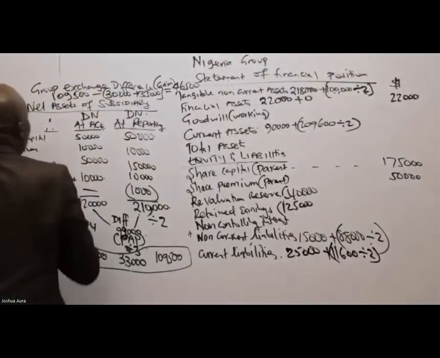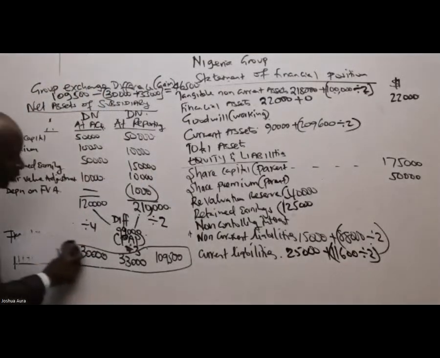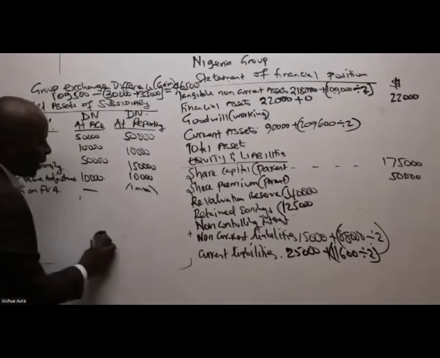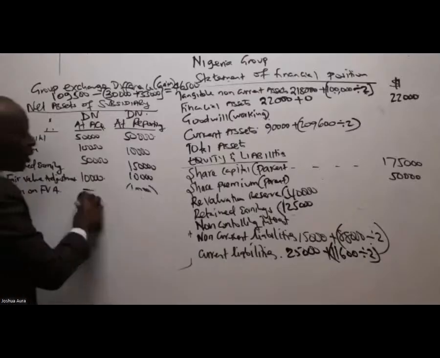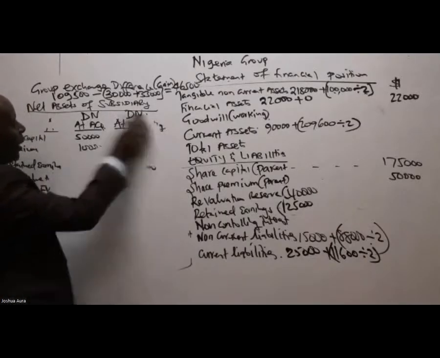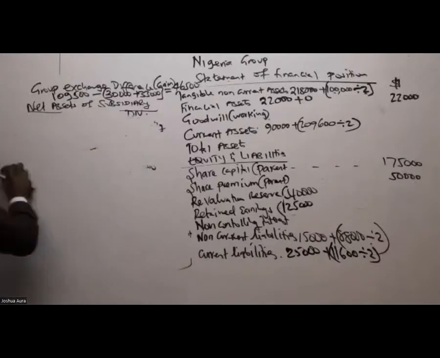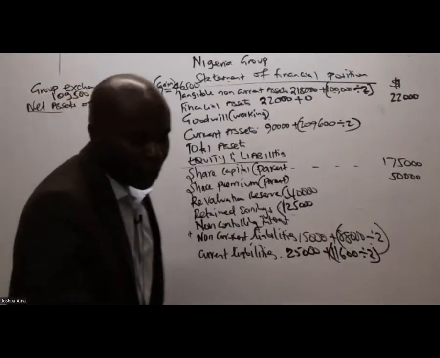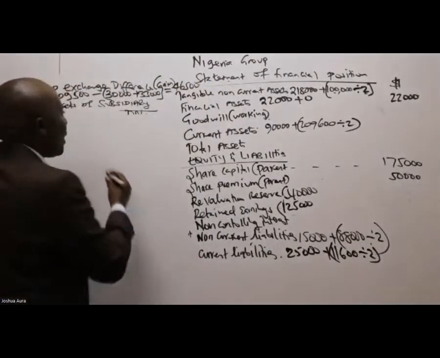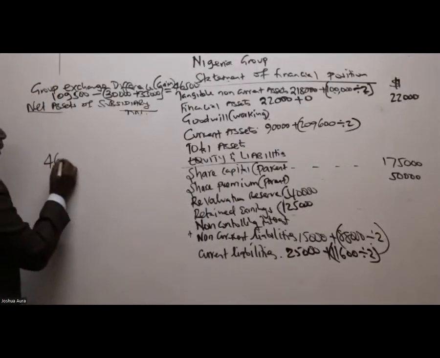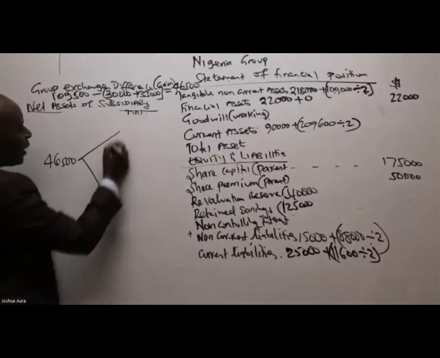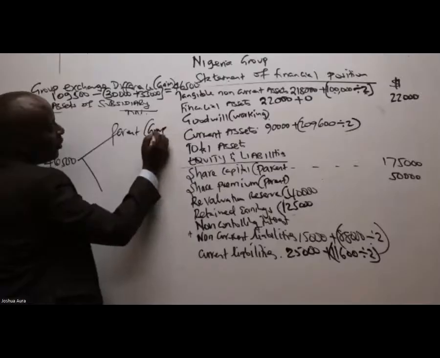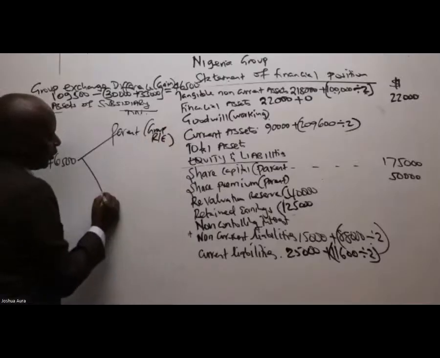Go ahead and share the group exchange difference out. So we are sharing this, my good students, this 46,500. It will be shared to the parent, of course, through the group retained earnings, and then we have NCI.